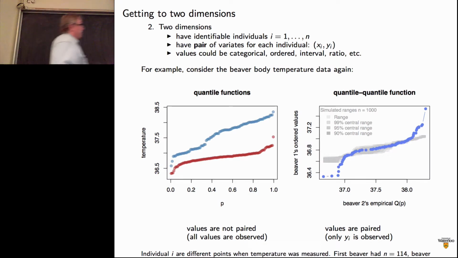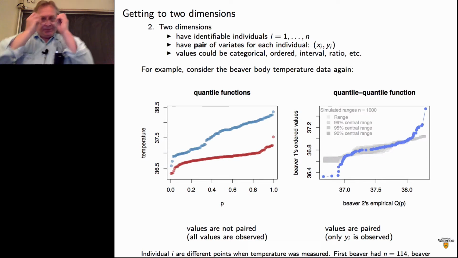So when we're at 2 dimensions, that's the key. You've got a pair, right? So for every individual, we have 2 values. So we have a pair of variates that we have some values on. Those values could be categorical, ratio scaled, whatever, same as a single number for that matter. And we talked about comparing these things.